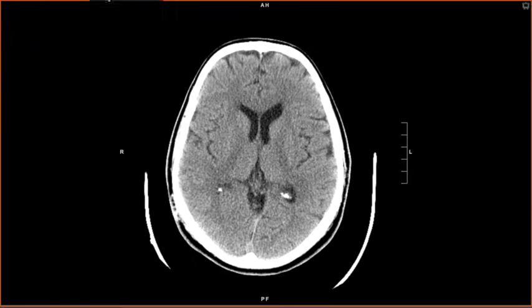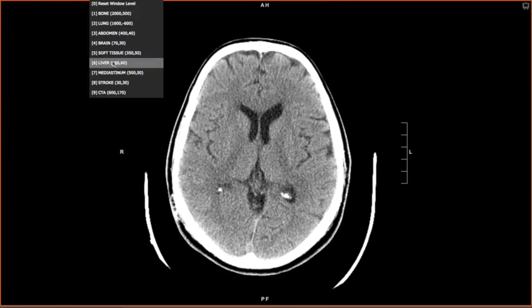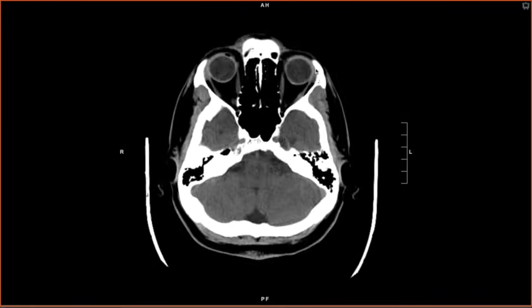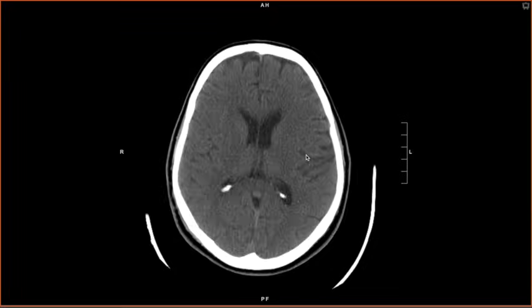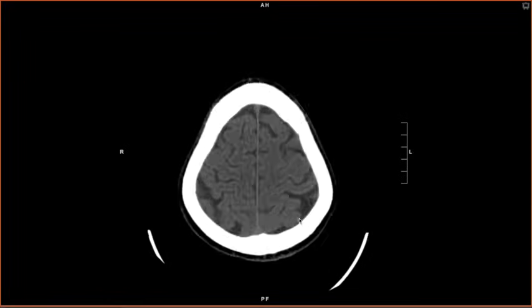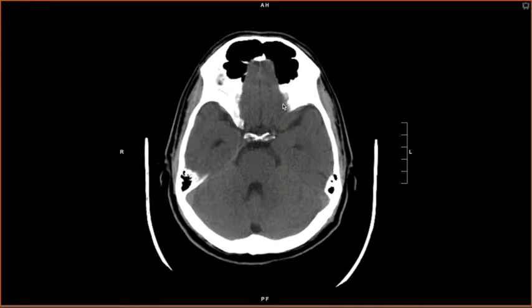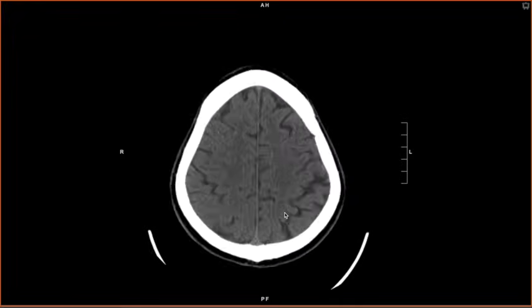So we need to put on our blood window. We do the same thing. So look anteriorly first, and for any extraaxial blood, laterally on the right, laterally on the left, and then posteriorly. And there's no extraaxial blood here.